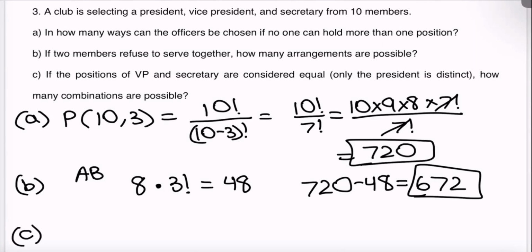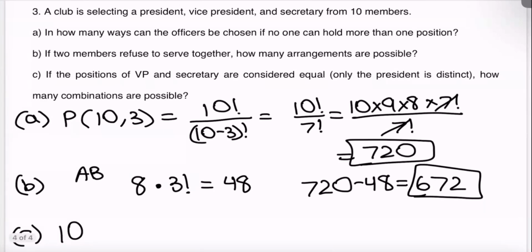What about part C? If the positions of VP and secretary are considered equal and only president is distinct, now how many possible combinations are there? Or I guess we might still say permutations, in the sense that it's saying combinations in the question, but we could still even say permutations in the sense that only these 2 positions are equal, but the president is indeed still distinct. So for this one, we need to first choose the number of people who could possibly be the president. So there's 10 people who could possibly be president.